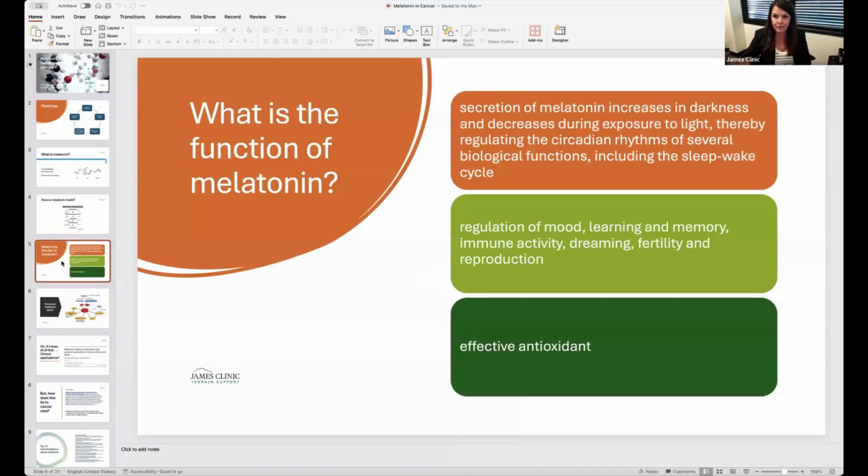So what does melatonin do in the body? Obviously, we're using it for a specific reason, but what's the overall purpose? If you ask any of us, your knee-jerk reaction to what is melatonin, it's a sleep aid. It's actually not a sleep aid, even though that is 99.9% what it is marketed for. Secretion of melatonin actually goes up in the darkness and decreases during exposure to light. So what it does is help regulate the circadian rhythms.